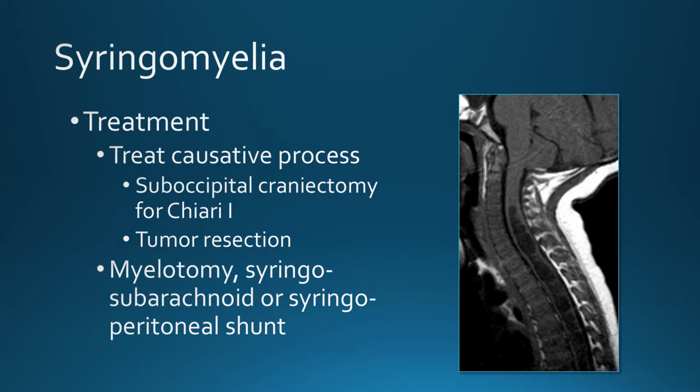So to treat it, you treat the causative process. If it's a Chiari 1, suboccipital craniectomy. If it's a tumor, you resect the tumor. Occasionally, the syrinx can be drained into the subarachnoid space or peritoneal space with a shunt catheter. Often these get clogged up, so they don't work all that well.